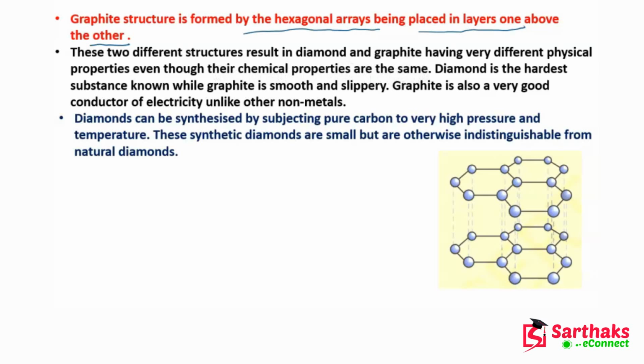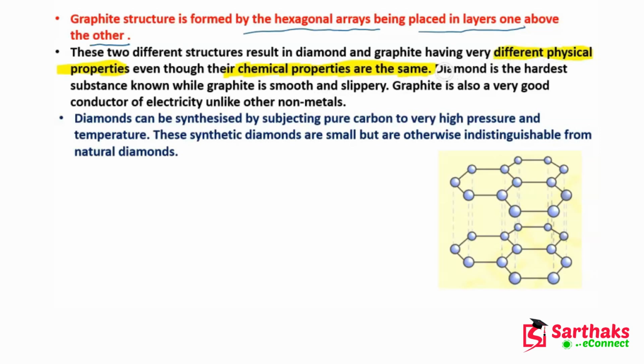So guys, this is a very important point: the chemical properties are the same, but physical properties are different in the allotropes. Why are they different? Because they have different arrangements, but they consist of the same carbon atoms, the same carbon element. That's why their chemical properties are the same.